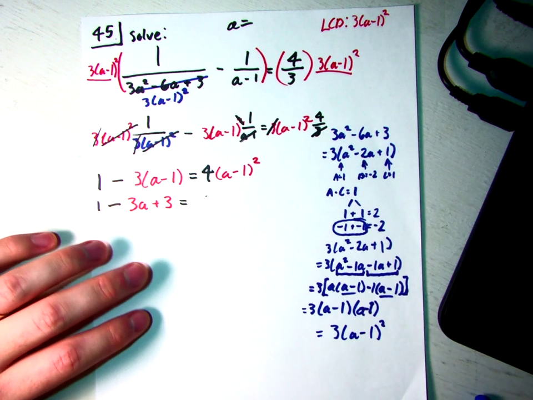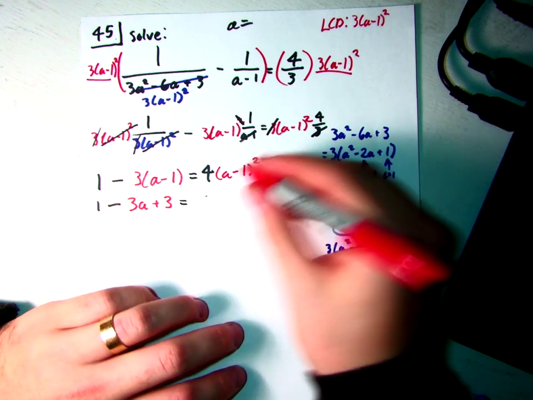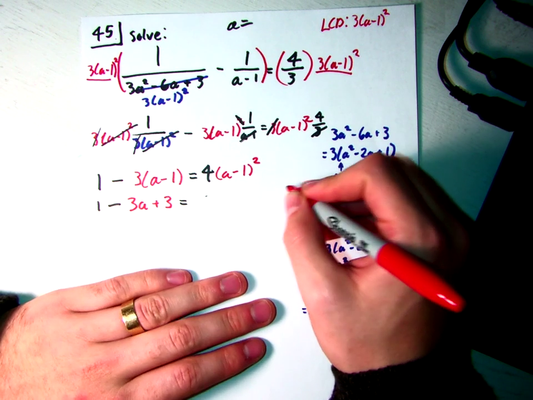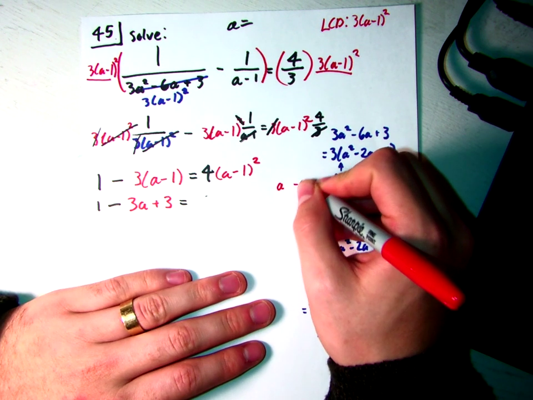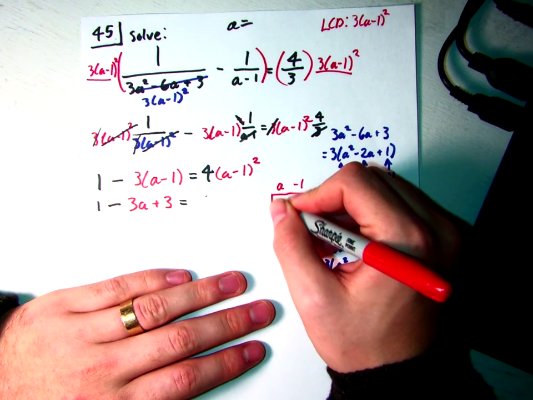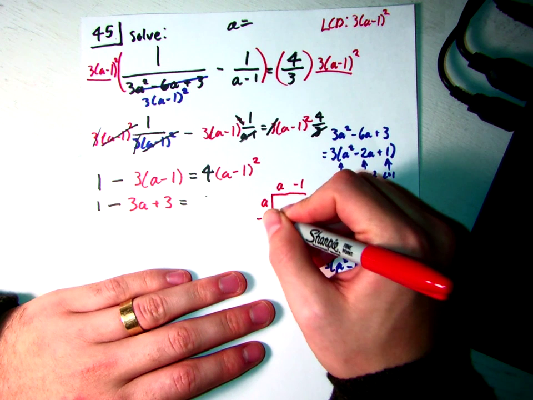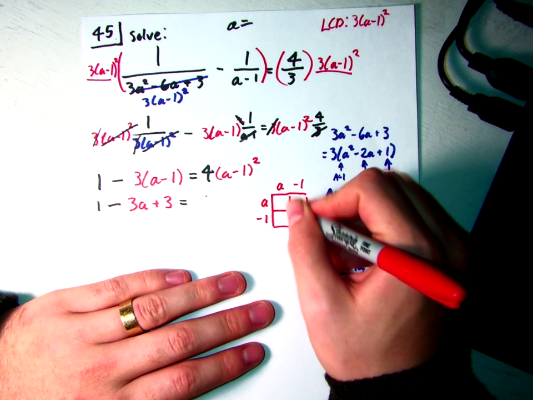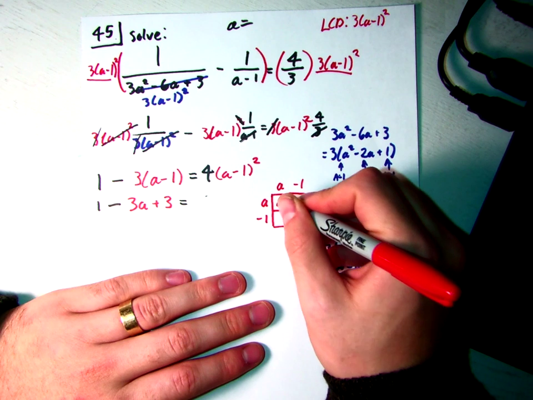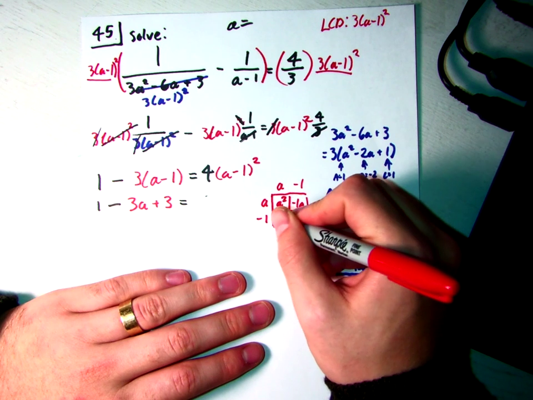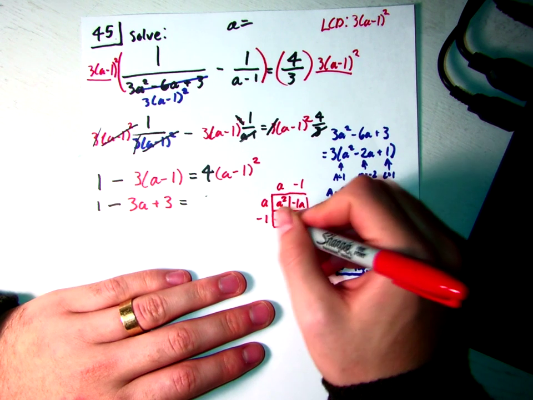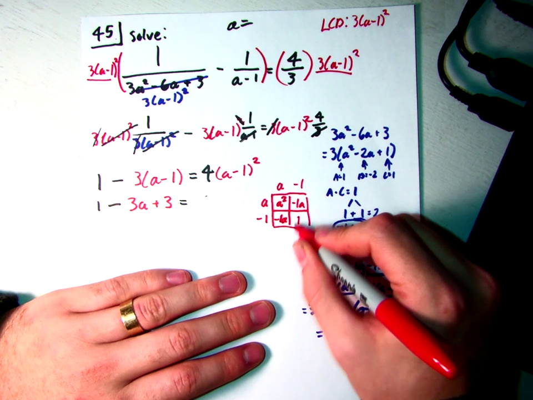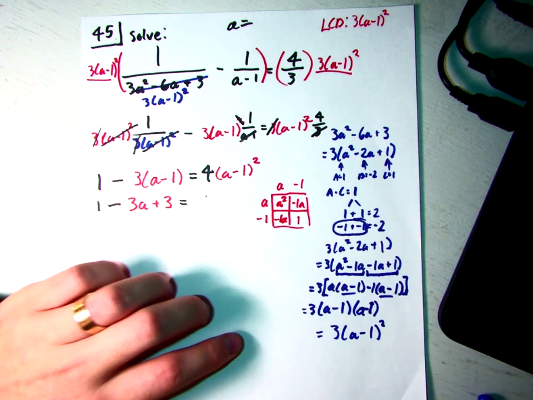So here I've got an interesting thing. So a minus 1 squared is a minus 1 times itself. So I'm going to just do a quick box method here to figure out what is a minus 1 times a minus 1. And I'm going to find that is a squared minus 1a minus 1a. So altogether that's minus 2a's, right? Minus 2a's if I combine like terms. And then plus 1.